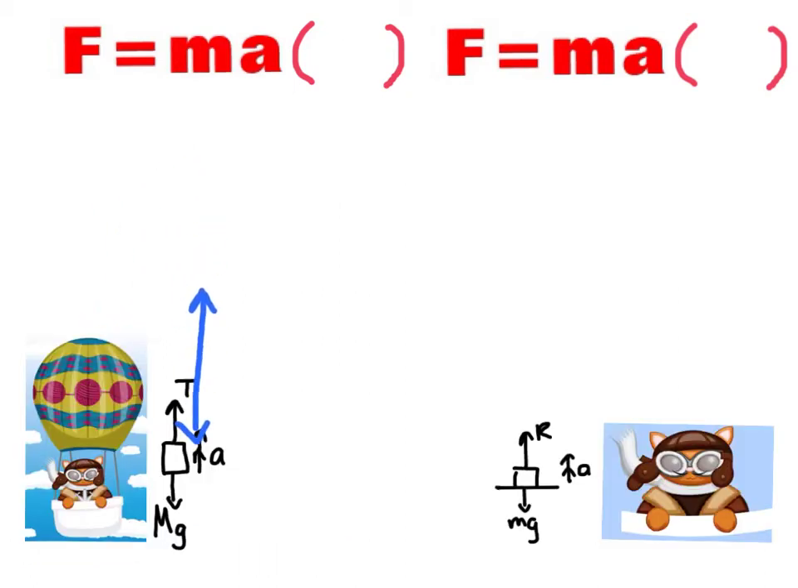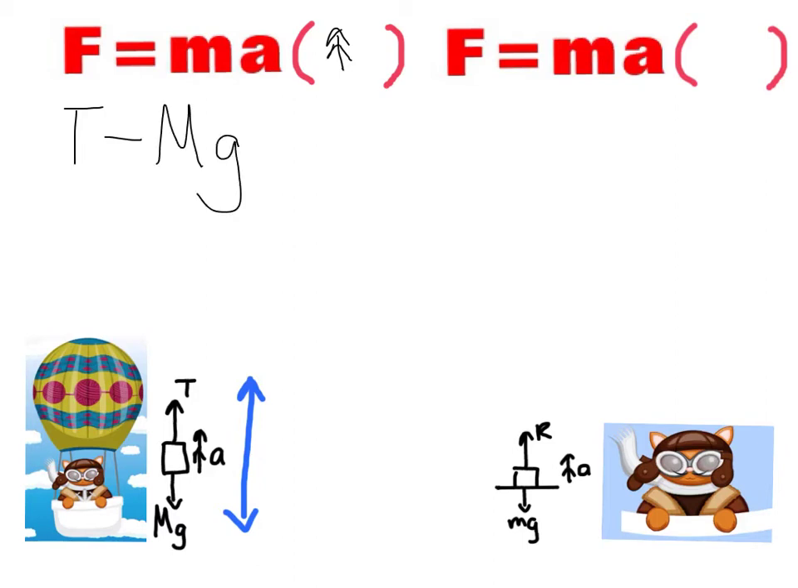Again, in this example, we've only got up and down movement, so I won't bother thinking about left and right. If I think about the cat in the balloon as one object, just the cat-balloon, being modelled as a particle, and use F equals ma in the direction of the acceleration, so up is positive, then I've got T going up, and then minus going down, I've got Mg, that's a big M, so this is cat plus balloon as one object, and that will equal the mass times the acceleration.